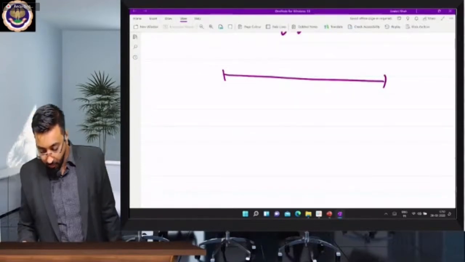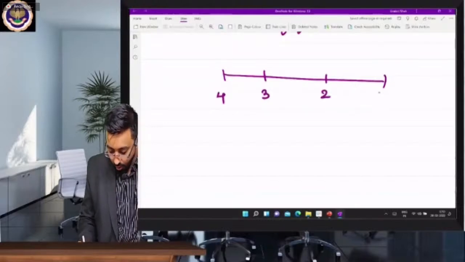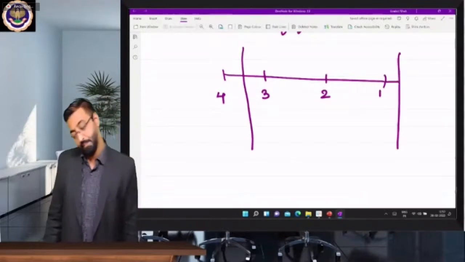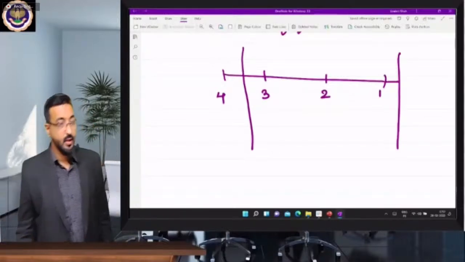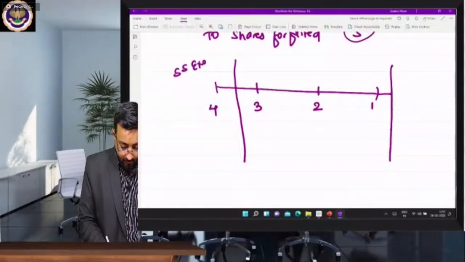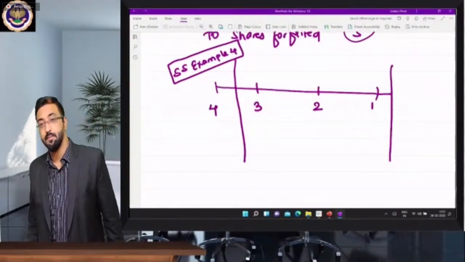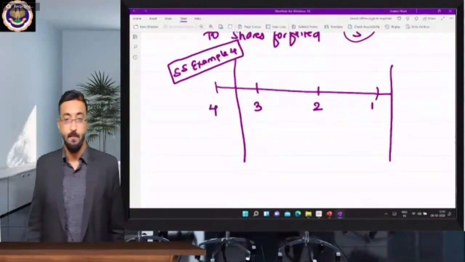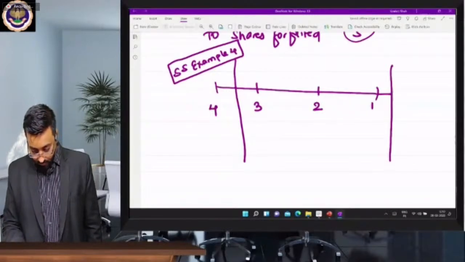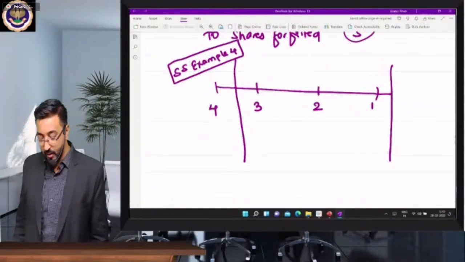Okay. One more question. 4, 3, 2, 1. Chalo. This is example 4. Write down all these examples. Yes, Priyanka, your answers are visible, but I'm taking those names who are writing very fast.